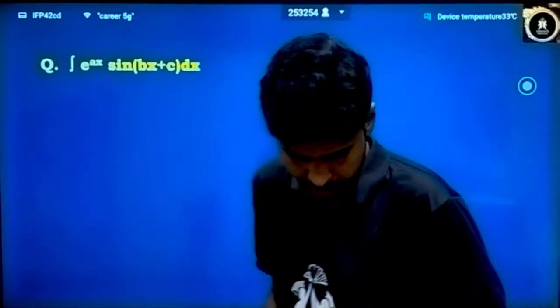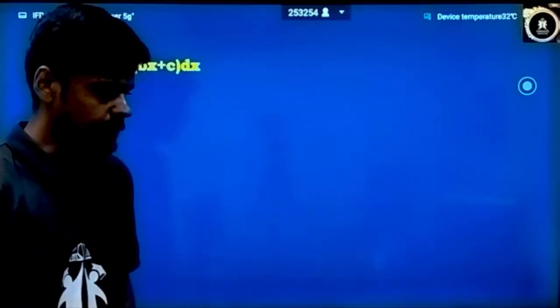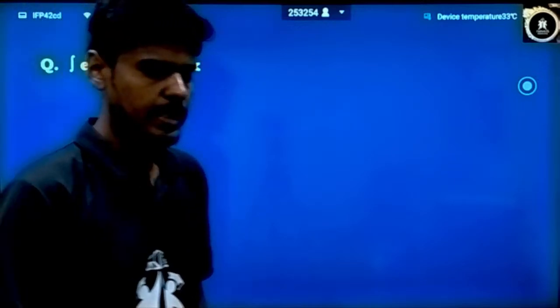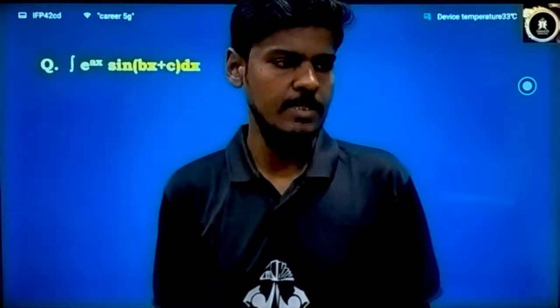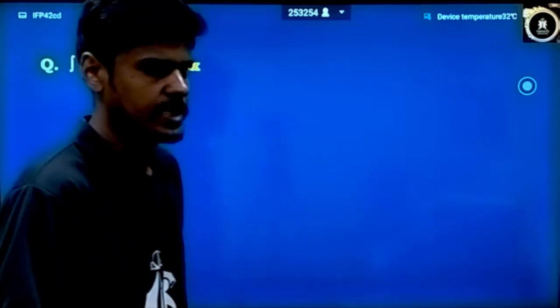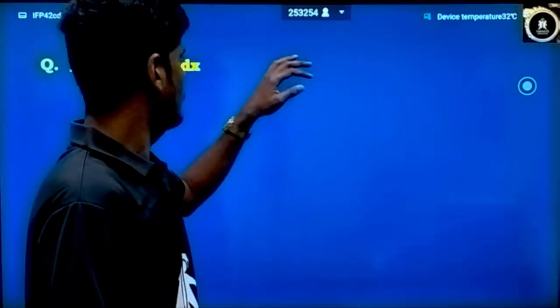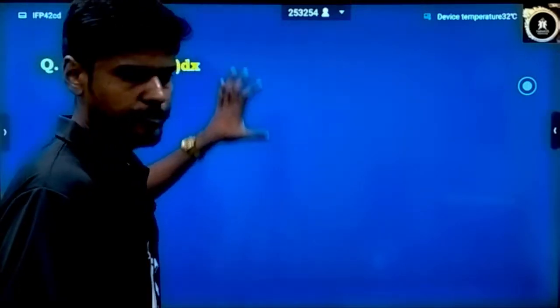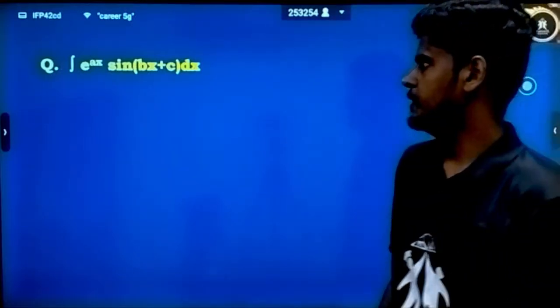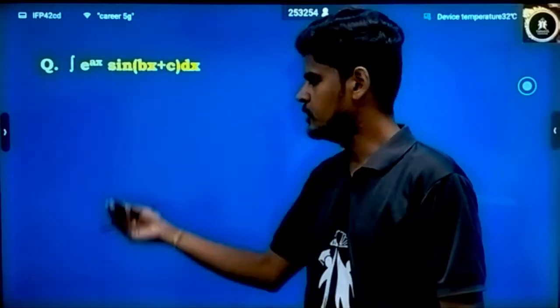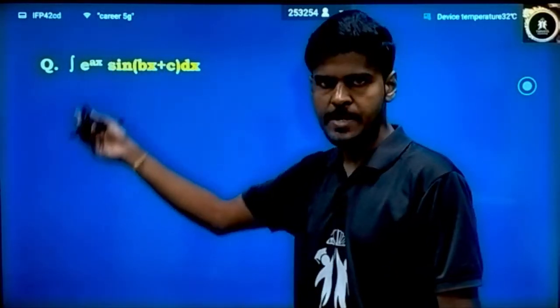Next, this is a very important question. Sometimes a proof may be asked. At other times, you just need to remember the result of this: e power ax into sin bx or e power ax into cos bx. What is the result? I will derive it first, we will prove this. First find the formula for the integral of e power ax into cos bx type, e power ax into sin bx type. We will do this question, and you can use the same method for e power ax into cos.